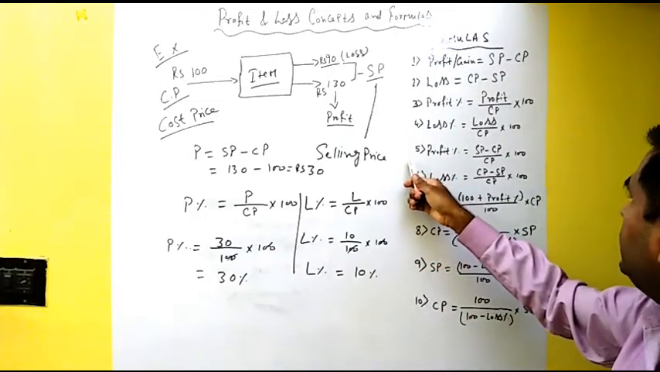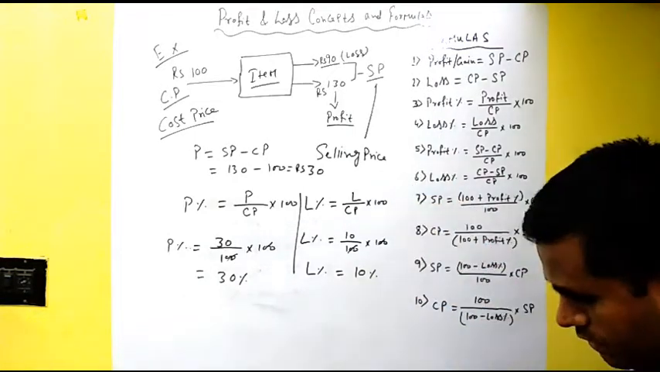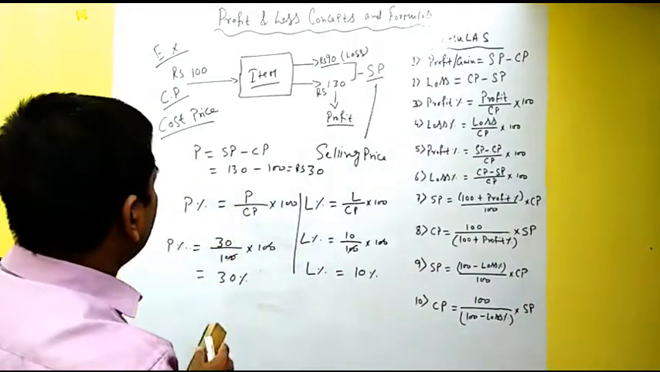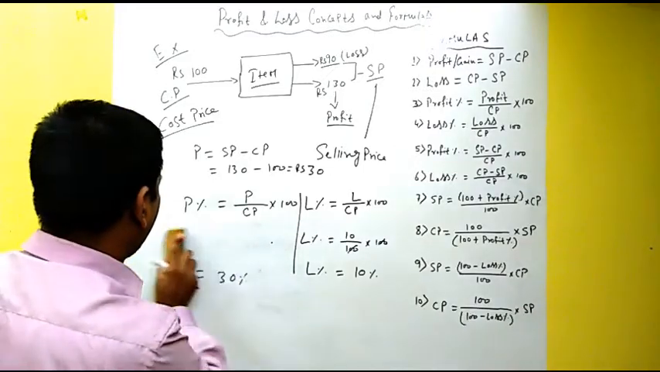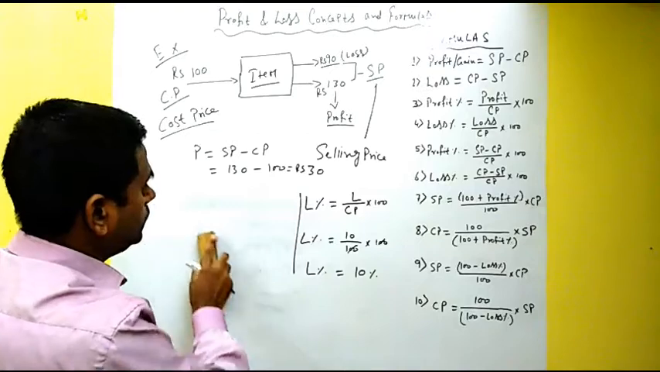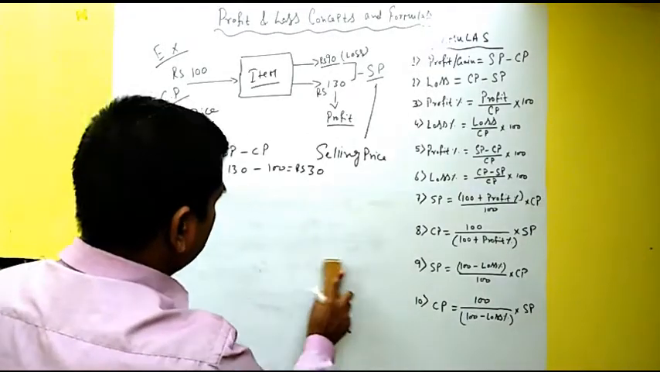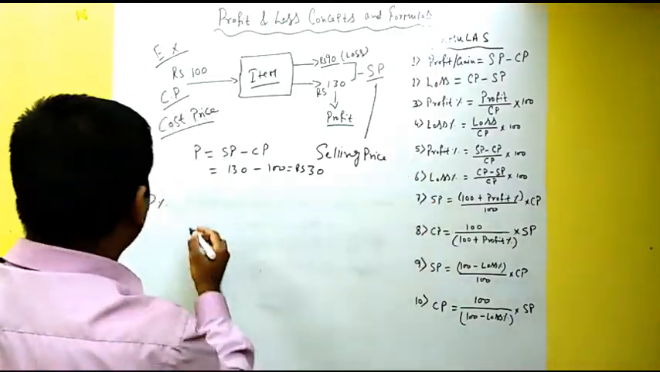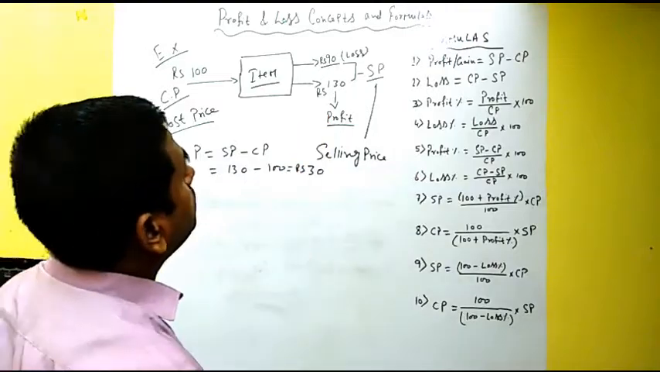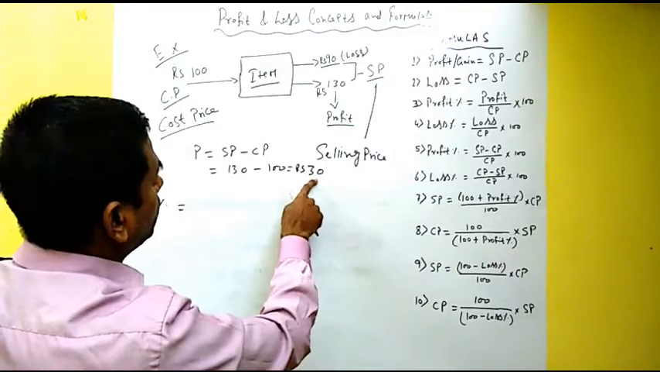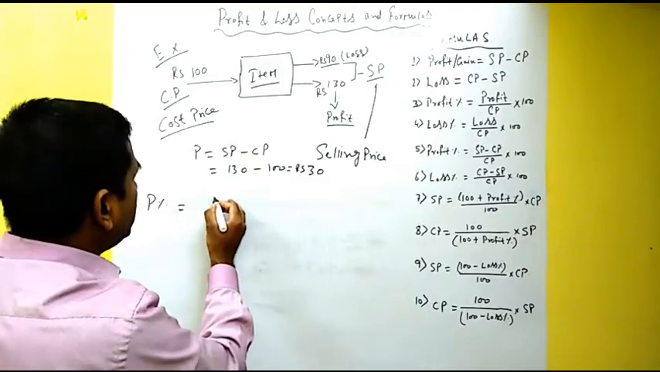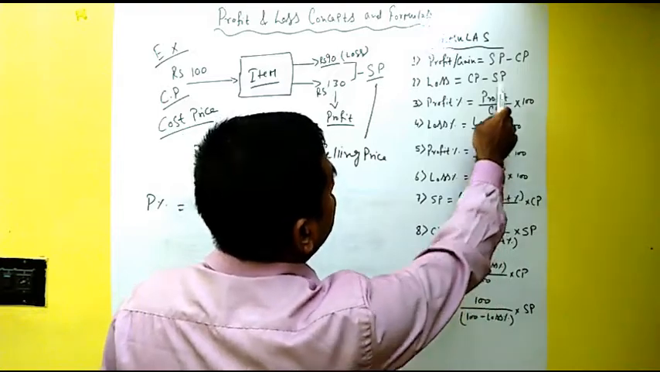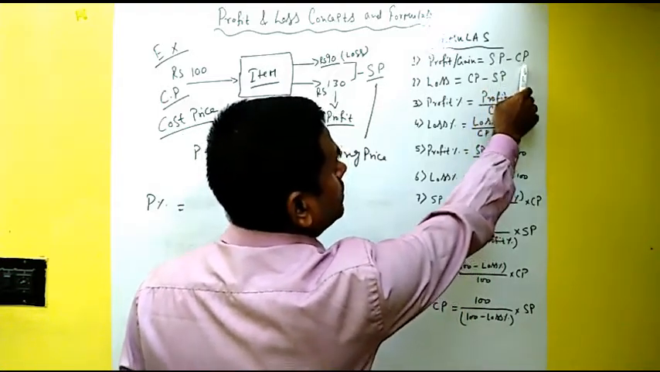Now we will be seeing the fifth and sixth. Even the fifth and sixth are very easy. Once again I will erase this and write here. So profit percent as per formula 5, what does it say? Suppose you have not calculated profit, which is 30. We can directly write, instead of profit, SP minus CP, since in this formula profit is substituted with SP minus CP.